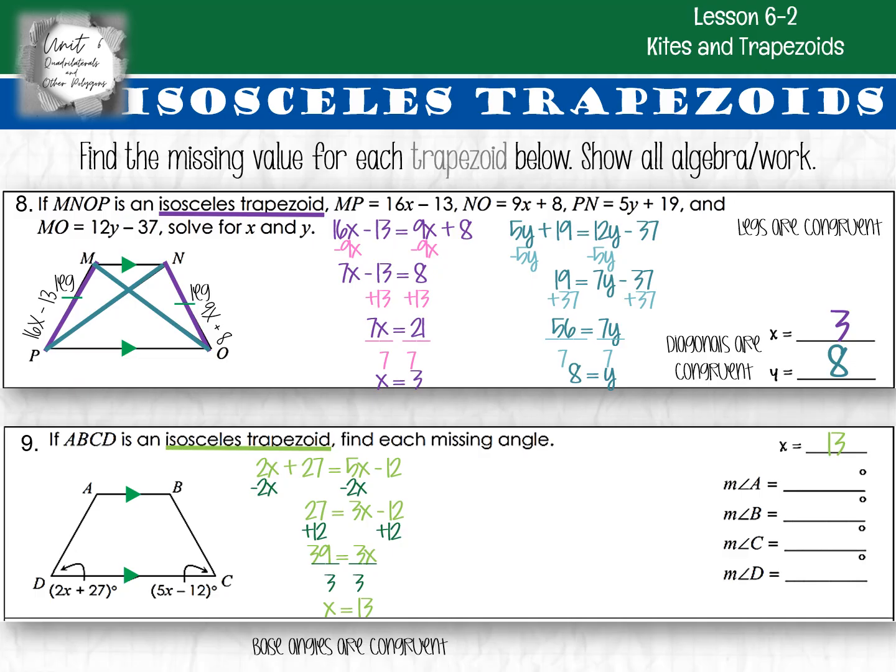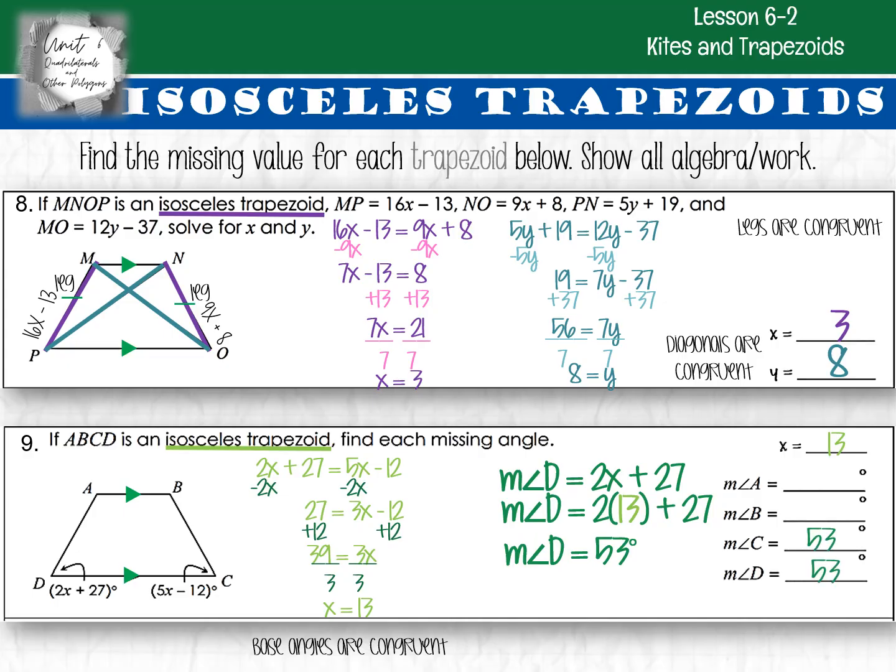Okay. That is not everything they wanted. They wanted the measure of all the angles. So let's plug it into the measure of angle D. It's on the left, I got it first. You could put it in the measure of angle D or angle C. They're going to be the same. We know x is 13. Plug it in. The measure of angle D is 53. So both angle C and angle D are 53. The other ones are going to be supplementary to that. So subtract the 53 from 180, we get 127, and that's the measure of angle A and angle B.